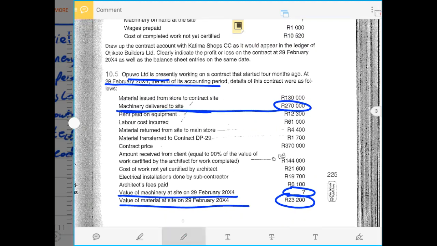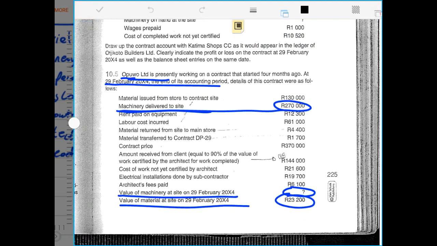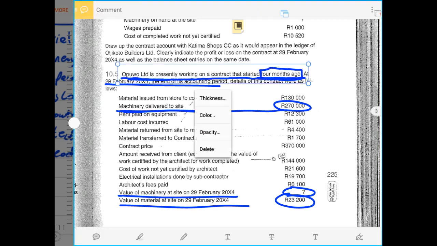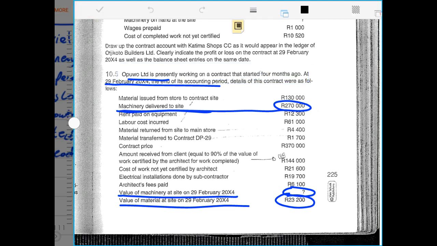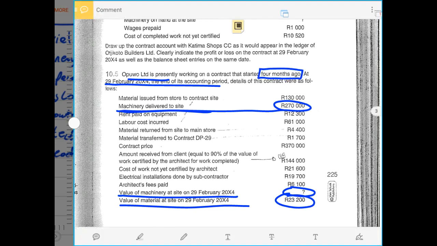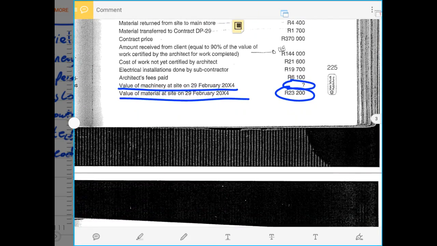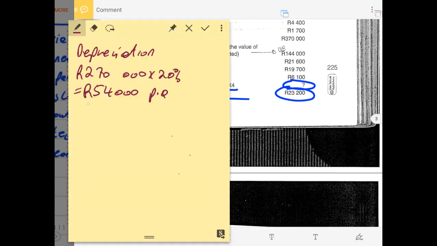And we know that it says Opua Ltd is presently working on a contract that started 4 months ago. There we know that depreciation will have to be for 4 months. So now everything is made very clear that we need the depreciation only for 4 months. It was 4 months ago. Therefore now when we calculate our depreciation, it has to be for 4 months.